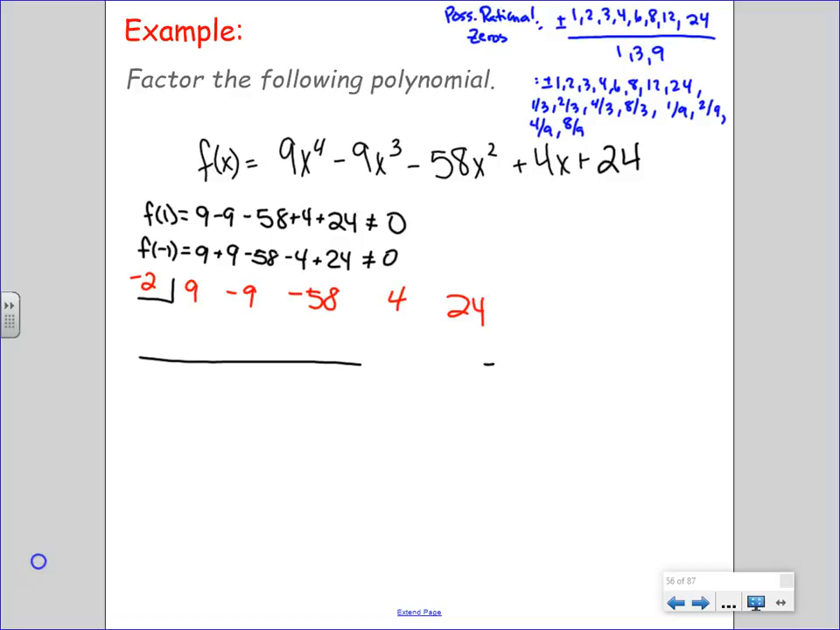Positive one didn't work, right? Huh? No. Well, 3 works. Look, it's amazing. Nicely done.